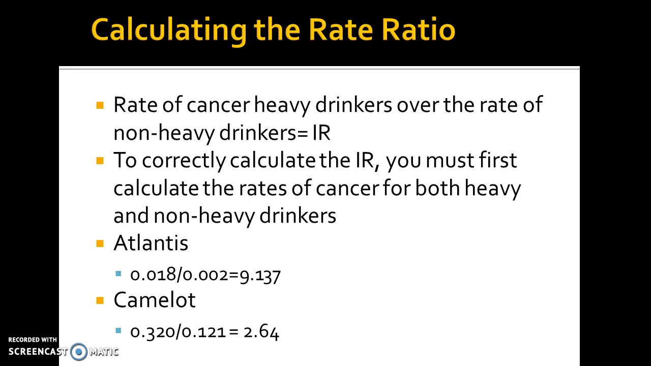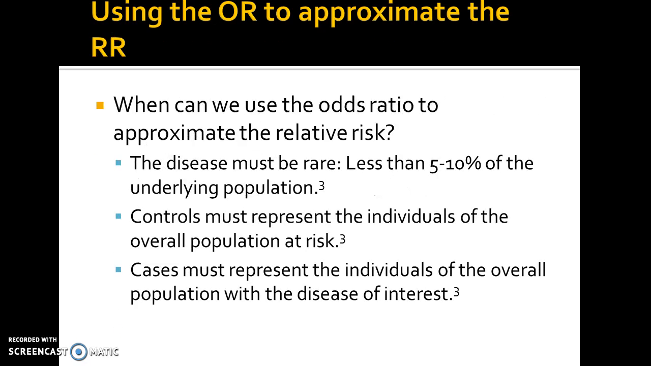In calculating the rate ratio, the rate of cancer in heavy drinkers over the rate in non-heavy drinkers equals IR, which is our rate ratio. To correctly calculate the IR, you must first calculate the rates of cancer for both heavy and non-heavy drinkers. We did that a little bit earlier in this presentation when calculating the rate. So once you have those numbers, we are able to correctly calculate the rate ratio. In Atlantis, it is 9.137. In Camelot, 2.64.